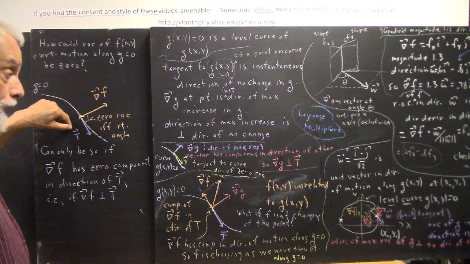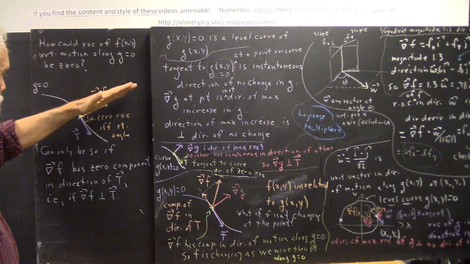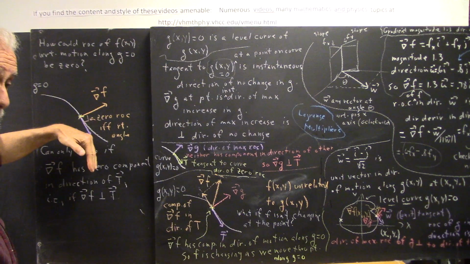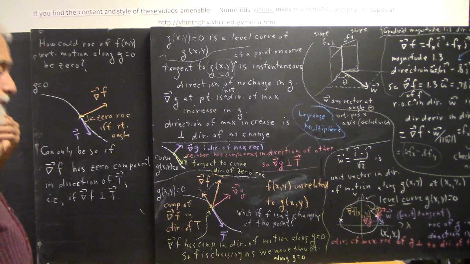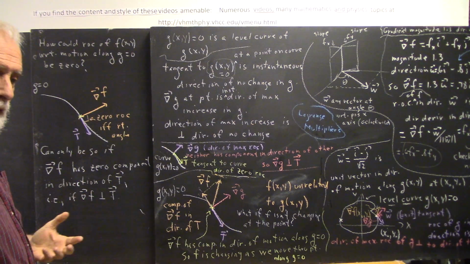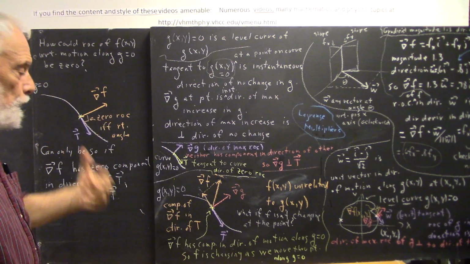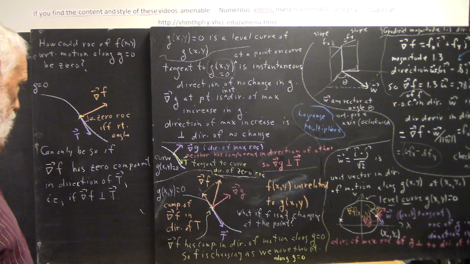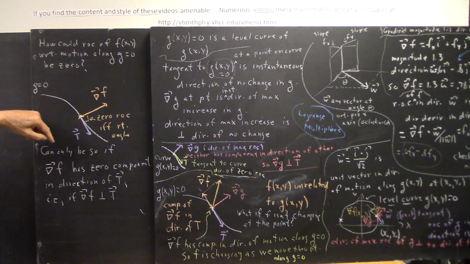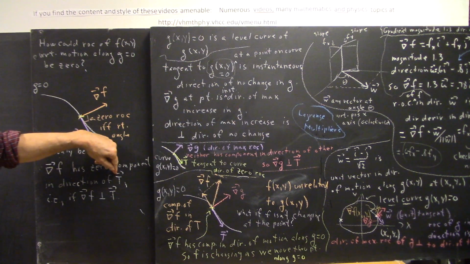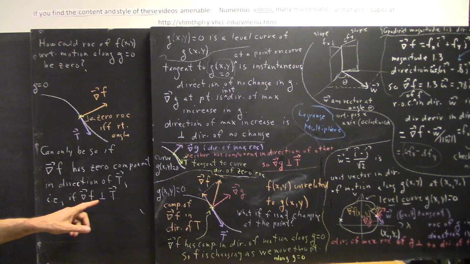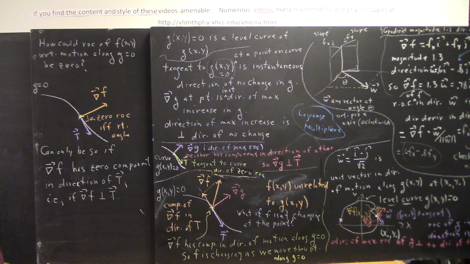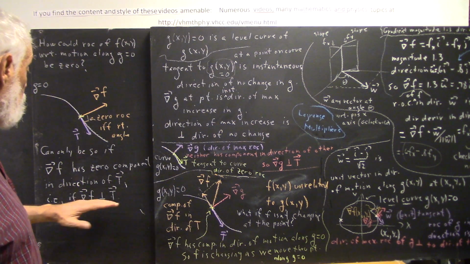Same thing can be said. In any direction perpendicular to your unit tangent, that's going to be the direction of maximum rate of change of whatever it is that's changing. Okay, well, I say this can only be so if del f has 0 component in the direction of your unit tangent vector. That is, if del f is perpendicular to your unit tangent vector. Okay? Now, where does that leave us?